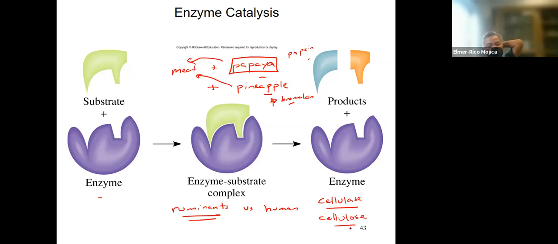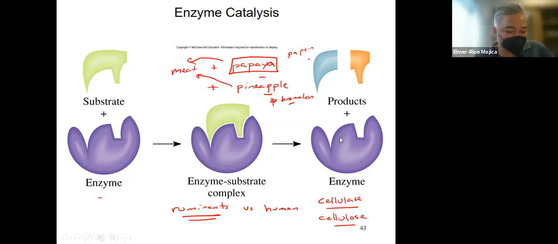But if you are a ruminant, they have cellulase, so they can break down the cellulose, and it will not come out as fiber. So that's the reason why, if you have a digestive problem, they ask you to take more fiber.